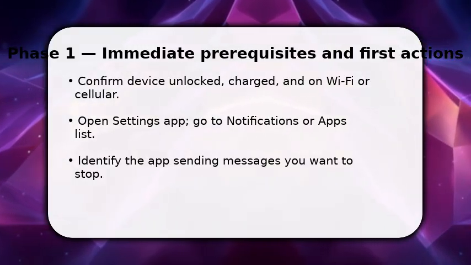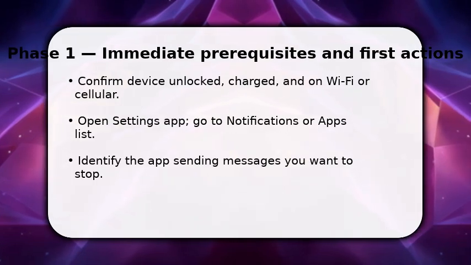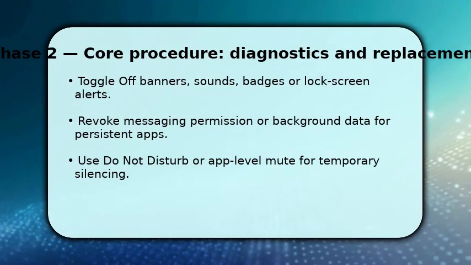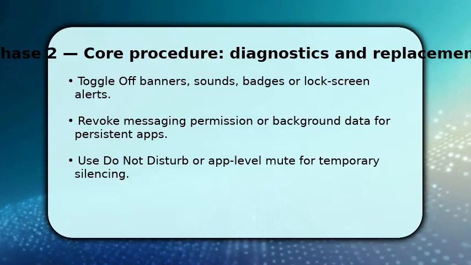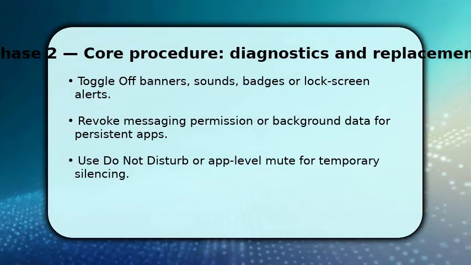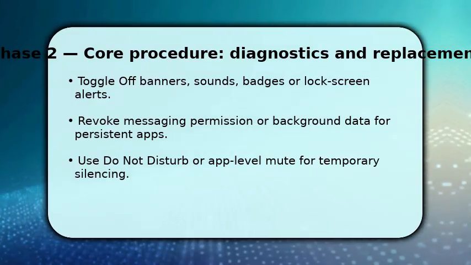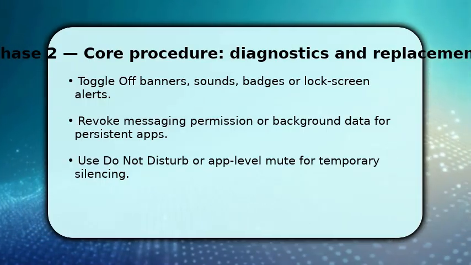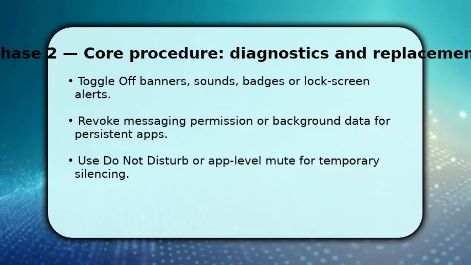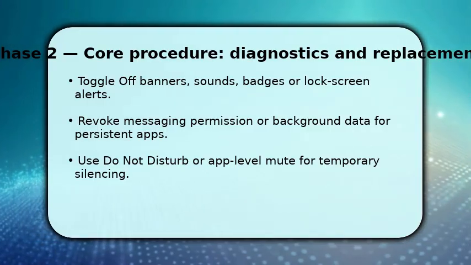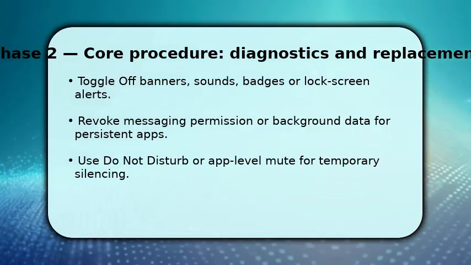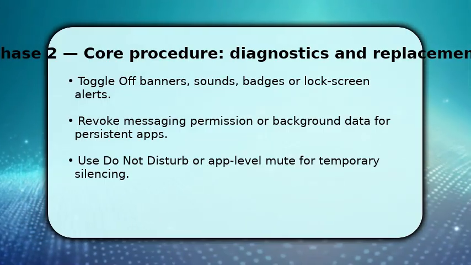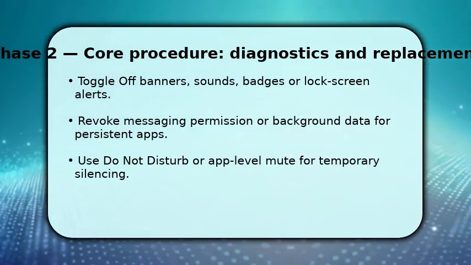Once done with settings, change the app's notification types. Turn off banners, sounds, and badges to remove interruptions. Then revoke message or SMS permissions if the app has direct messaging access. This prevents future pushes. For persistent background pushes, disable background data or app refresh. If you want temporary silence, enable Do Not Disturb and add the app to exceptions as needed. These steps stop both visible alerts and hidden.